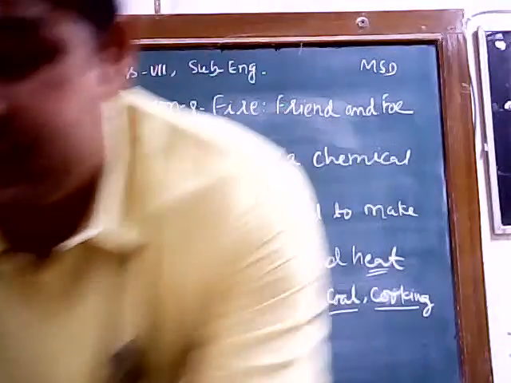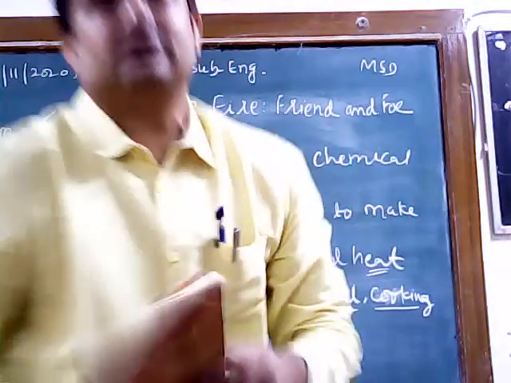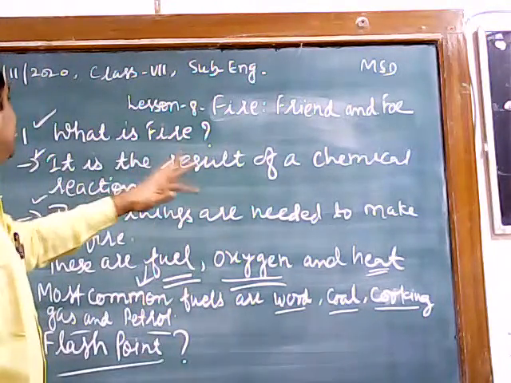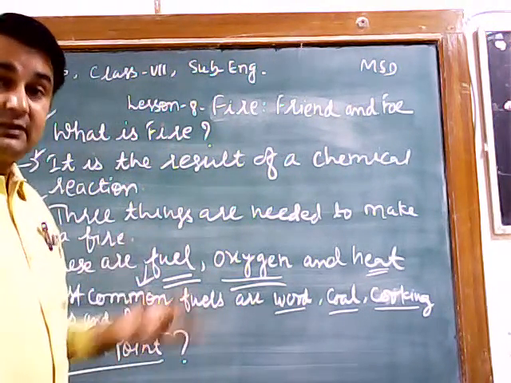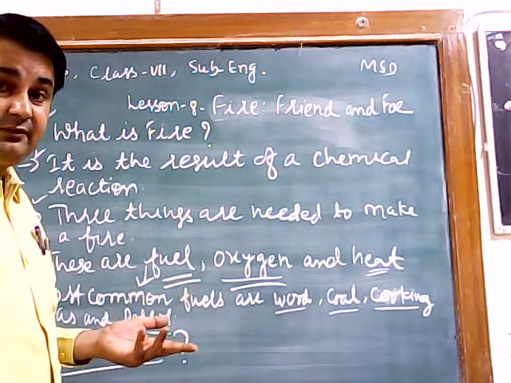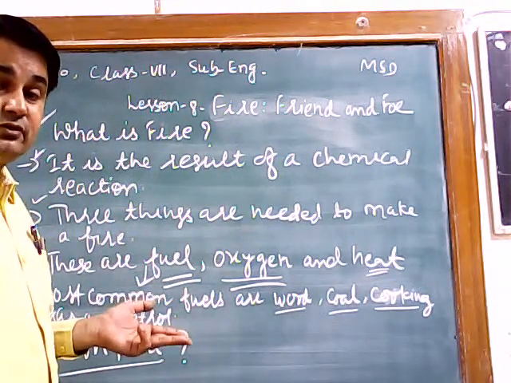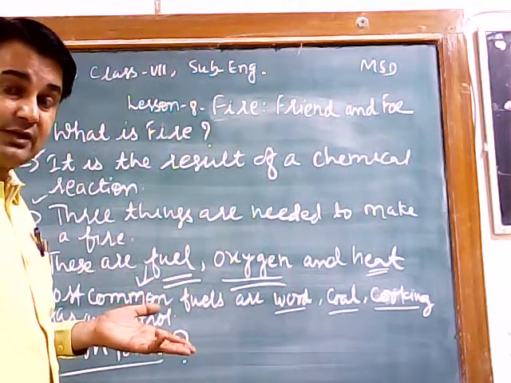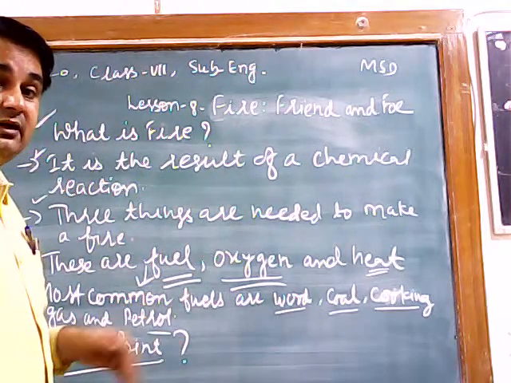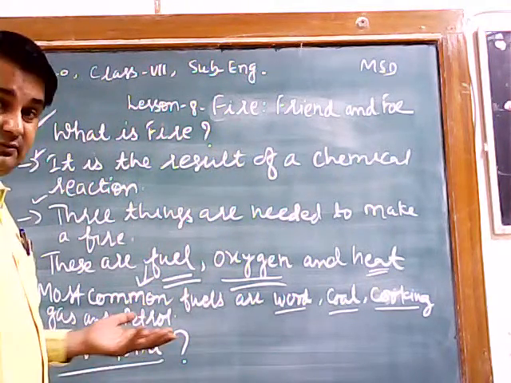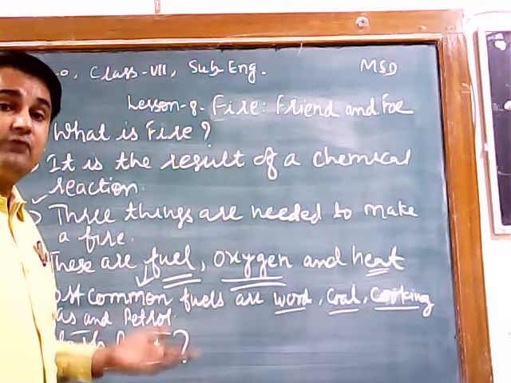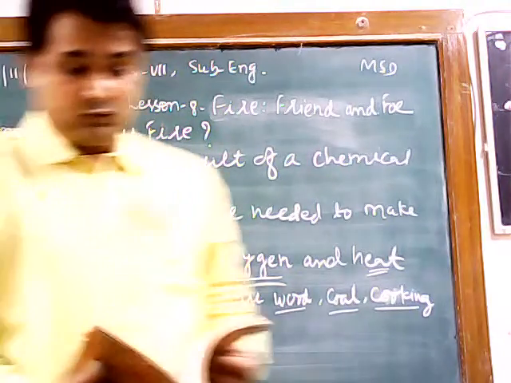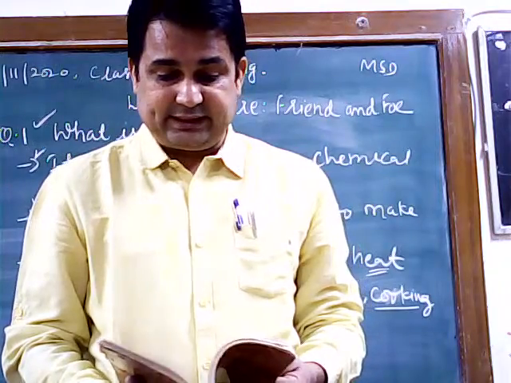In this particular lesson, children, we are going to study Fire: Friend and Foe. What is fire? What are the things required for making a fire? What are the common fuels? How is fire helpful to us? And when fire turns into a foe, how can we control it? For this we are going to study this lesson.